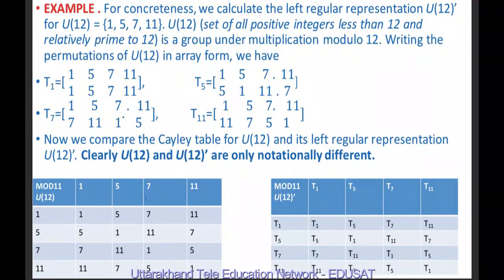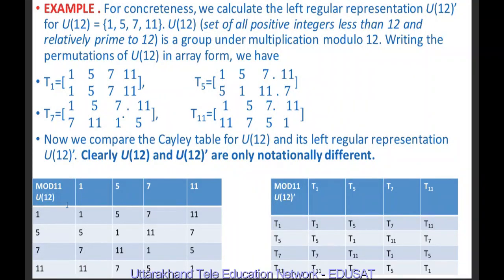We operate 1 with the top border row. This is 1, 5, 7, 11. Then operate 5 with the top border row. We get 5, 1, 11, 7, which we have discussed in T5. Then we operate 7 with the top border row. This will be 7, 11, 1, 5, as we have discussed in T7. And if we operate 11 with the top border row, we will get 11, 7, 5 and 1, as we have discussed in T11.